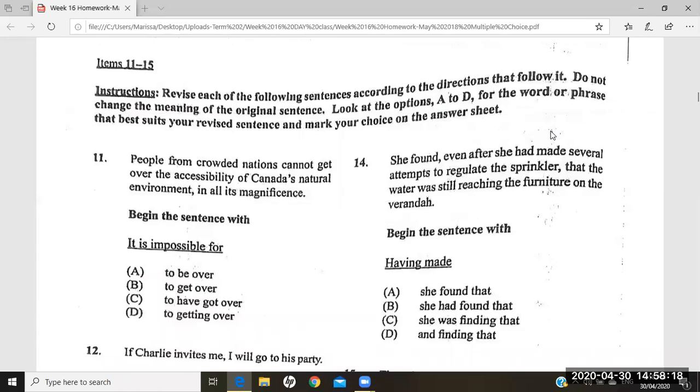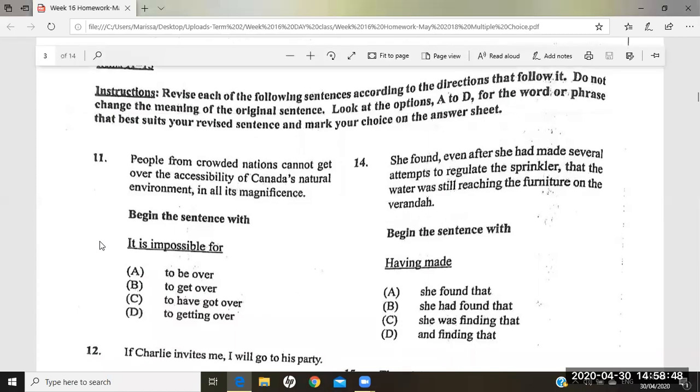People from crowded nations cannot get over the accessibility of Canada's natural environment in all its magnificence. Begin with, it is impossible for people to get over the accessibility of Canada's natural environment. Very good. The answer is B. It is impossible for people from crowded nations to get over. So the answer for number 11 is B.